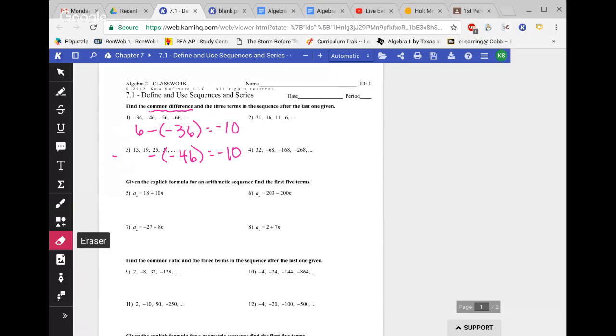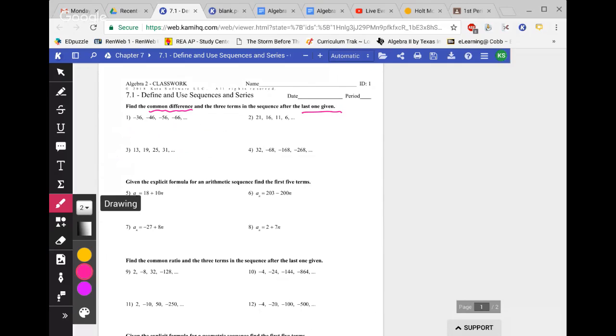So what that means is that I'm going to subtract another 10 for each additional term after the last one given. And the last one given is negative 66. If I take another 10 from negative 66, I would have negative 76. Then if I took another 10 from that, I'd have negative 86. And if I took another 10 from that, I'd have negative 96. Okay?